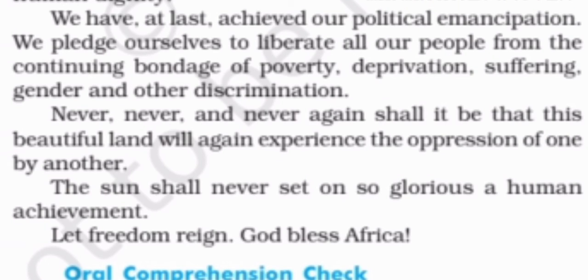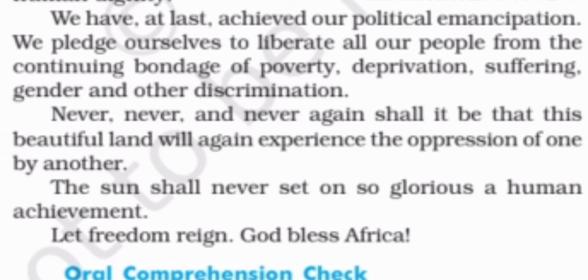We have at least achieved our political emancipation. We pledge ourselves to liberate all our people from the continuing bondage of poverty, deprivation, suffering, gender, and other discrimination. The word emancipation means freedom from restriction. The word deprivation means a state of not having one's rightful benefits. The word discrimination means being treated differently or unfavorably.